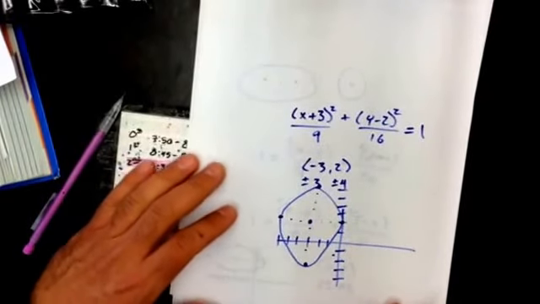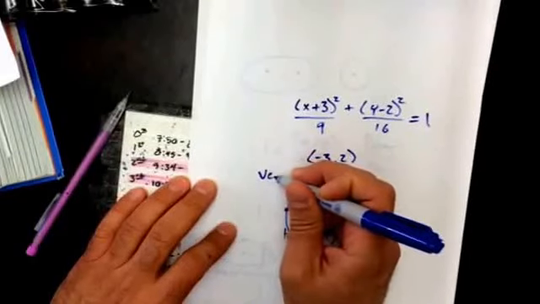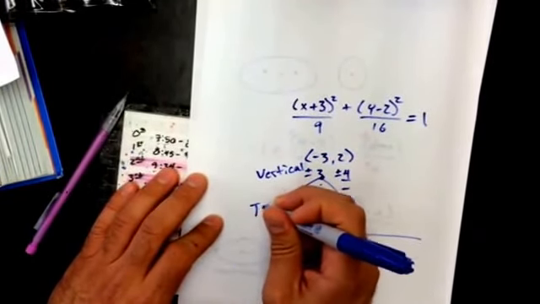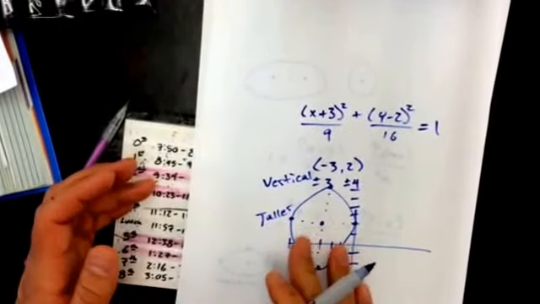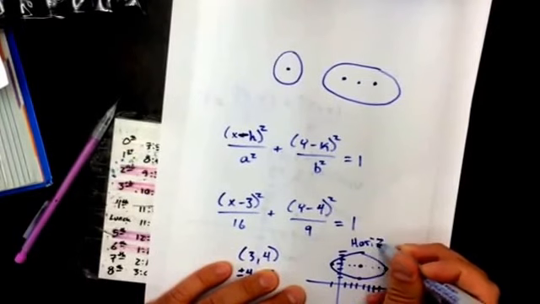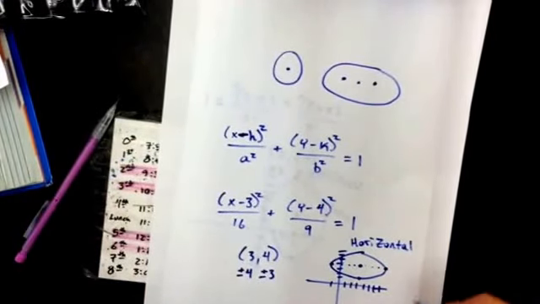Well, what's different between these two? This one we would say is a vertical ellipse, meaning that it's taller than it is wide. The other one we would say is a horizontal ellipse, meaning that it's wider than it is tall.